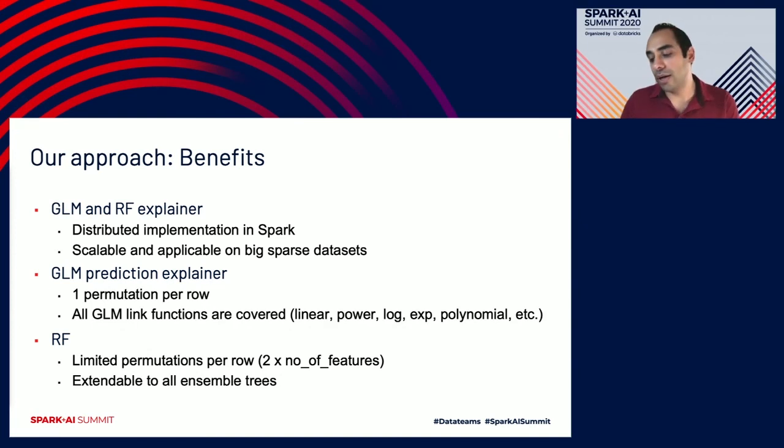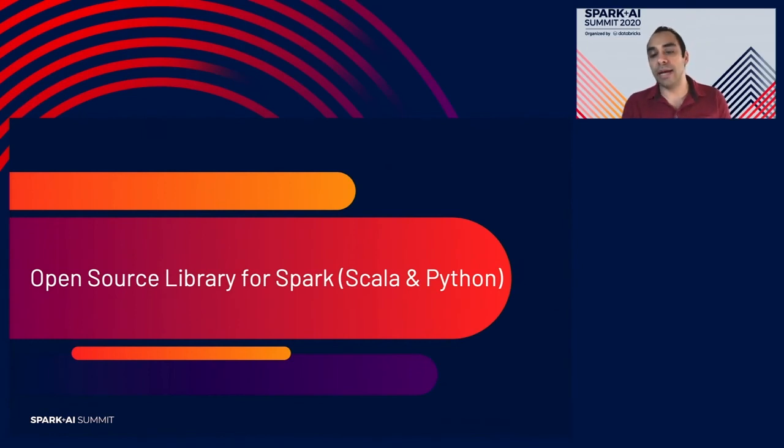All right, so we explained decision trees, and once you can explain a decision tree, any ensembling of the trees are explainable. And we've implemented it for random forests using some simplifications as well to make it faster. But what we have here are the benefits of our approach. We have the GLM and random forest explainer. They're distributed. Implementation is available in Spark, and we have open sourced them. I'm going to show you how you can access them. They're scalable, and they're also applicable for Python and Scala.